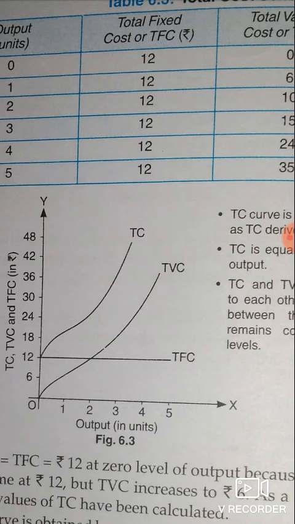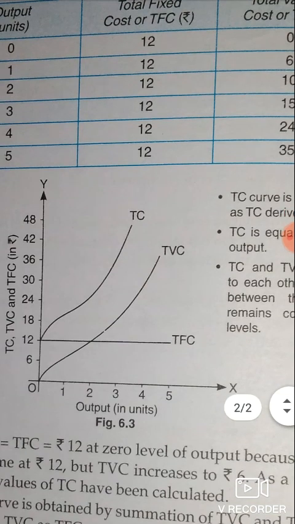Now you will find TC and TVC are moving parallel. Why are they parallel? Because the difference between TC and TVC is TFC, that is equivalent to 12. Or we can say at every point, the difference of TC and TVC is 12. So TC and TVC are parallel. They always move parallel.